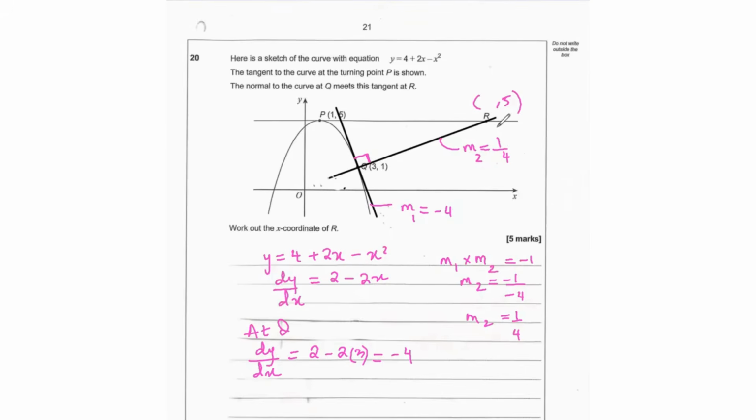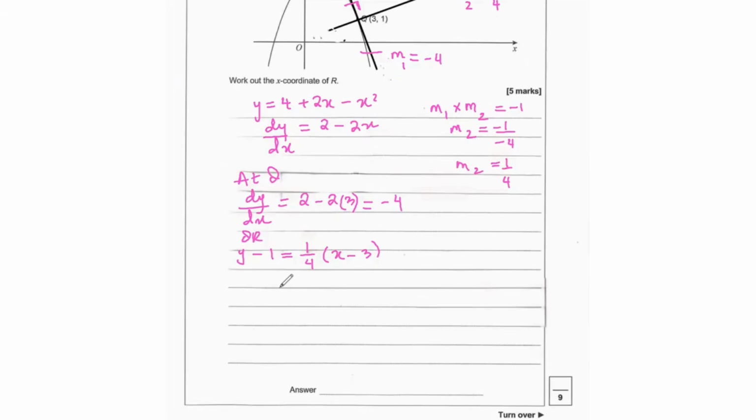Now we can create an equation for QR. I'm going to use the point slope form: y minus 1 equals 1 over 4 times x minus 3. So 4y minus 4, cross multiplying, equals x minus 3. 4y equals x minus 3 plus 4. 4y is x plus 1. So y equals x over 4 plus 1 over 4.